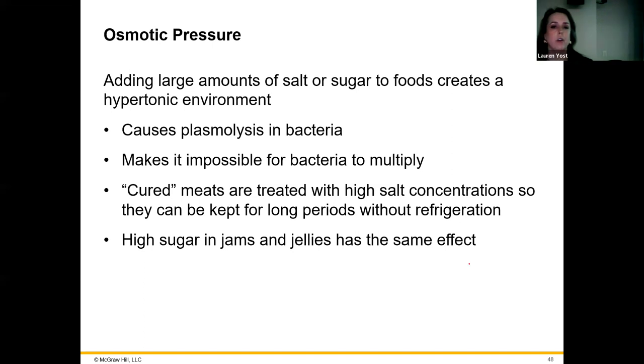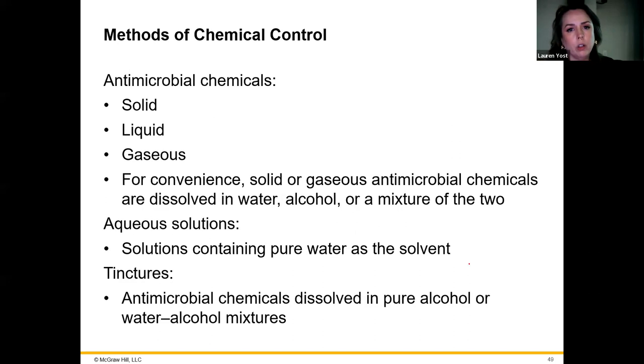Osmotic pressure here, now we're talking about packing things in salt or in sugar, right? This will lead to plasmolysis, so shrinking down the cells to the point that they aren't able to function and can even die. Anyway, so that can be effective.